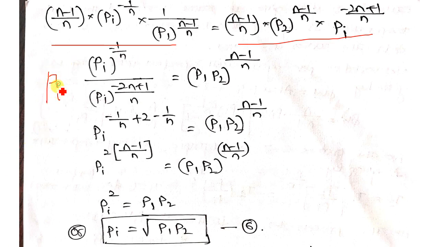So it would be Pi whole to the power of 2 into (n minus 1) by n, that is equal to (P1 P2) whole to the power of (n minus 1) by n. So what happens? (n minus 1) by n gets cancelled. So we are remaining with Pi square, that is equal to P1 and P2. If you transfer the square to the other side, what happens? It becomes the square root of it. So Pi is equal to the square root of P1 and P2.